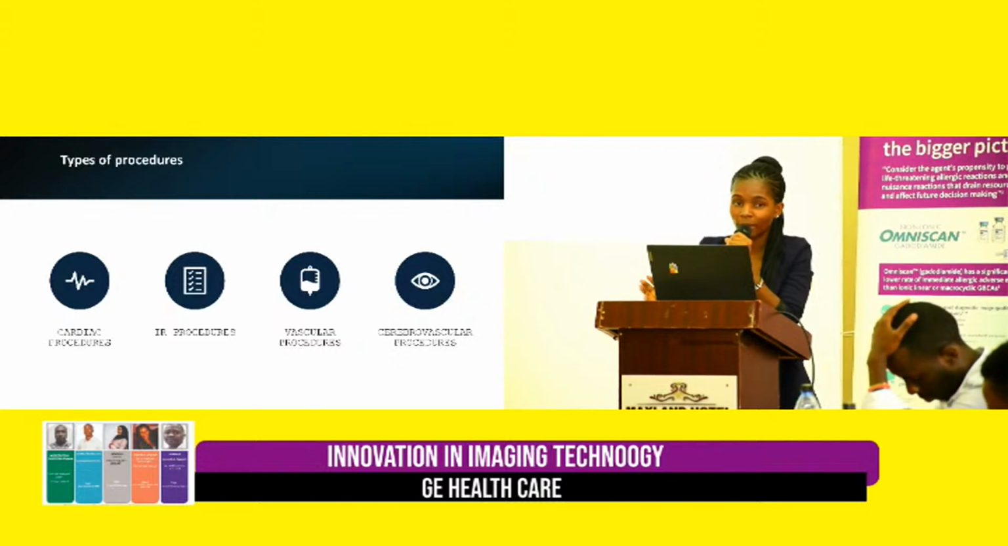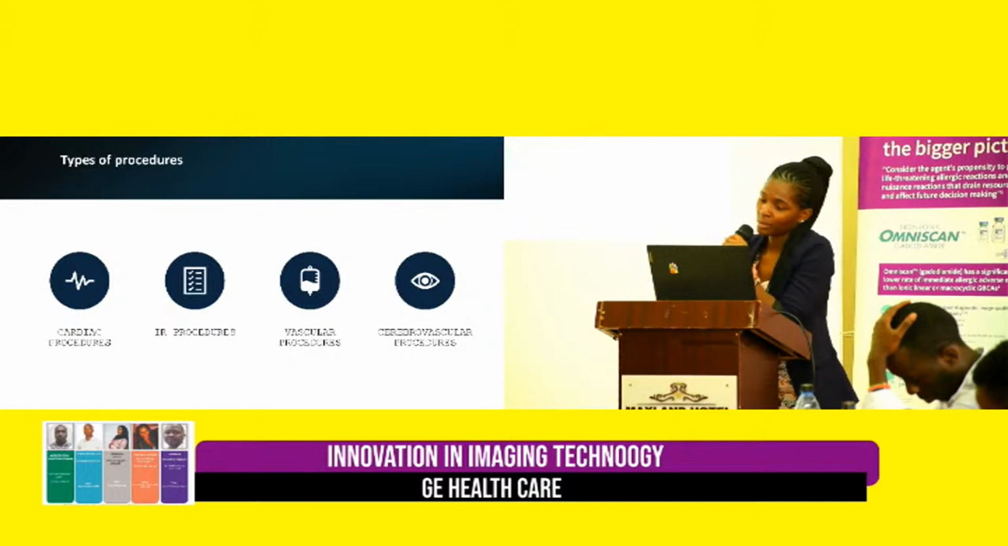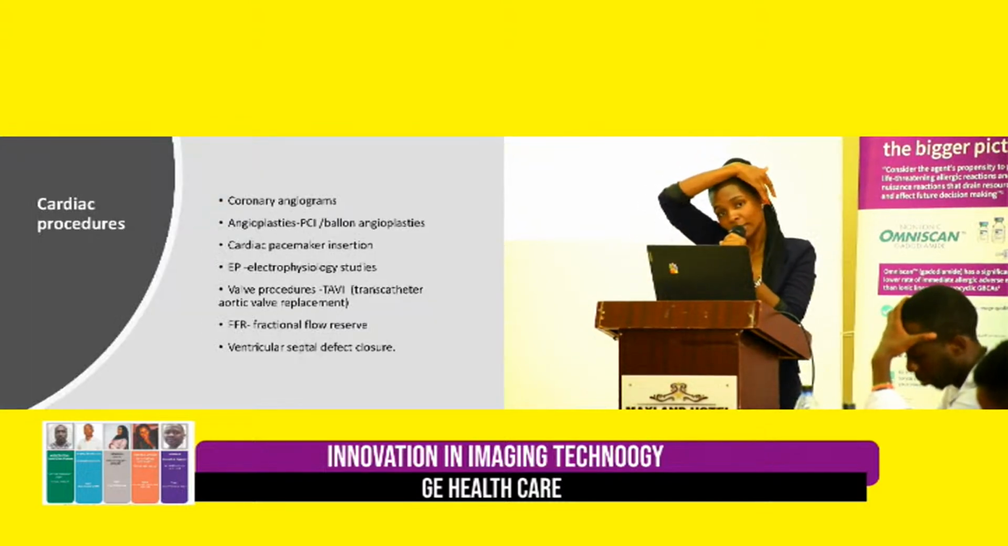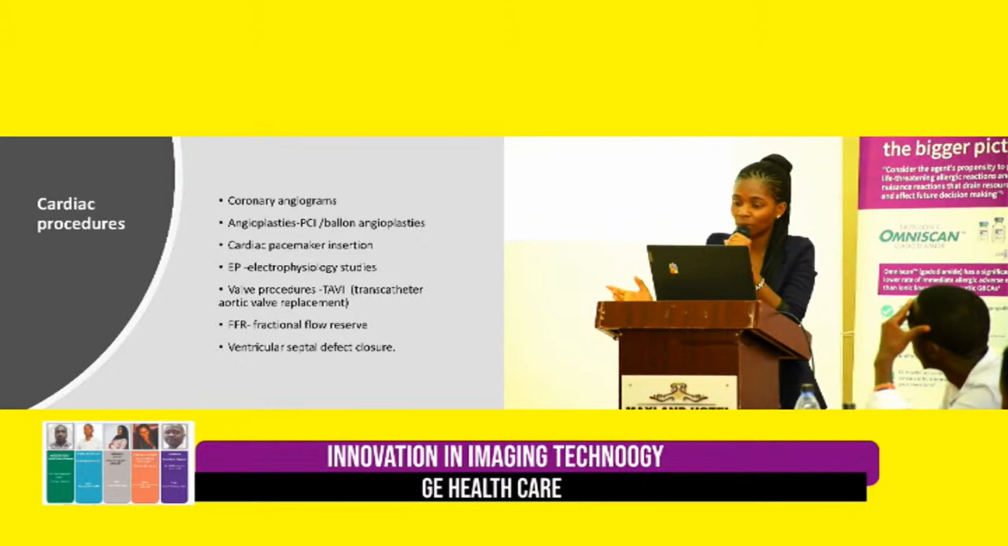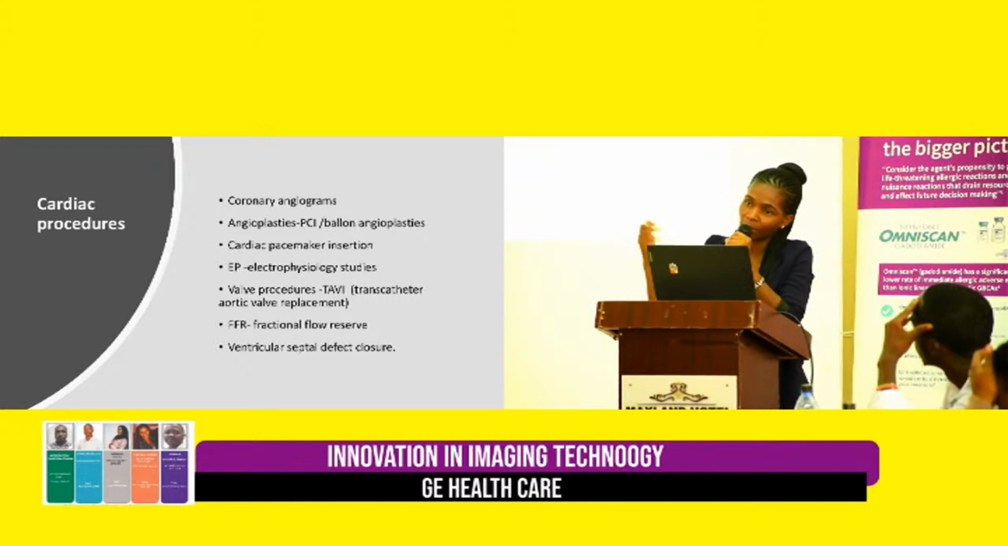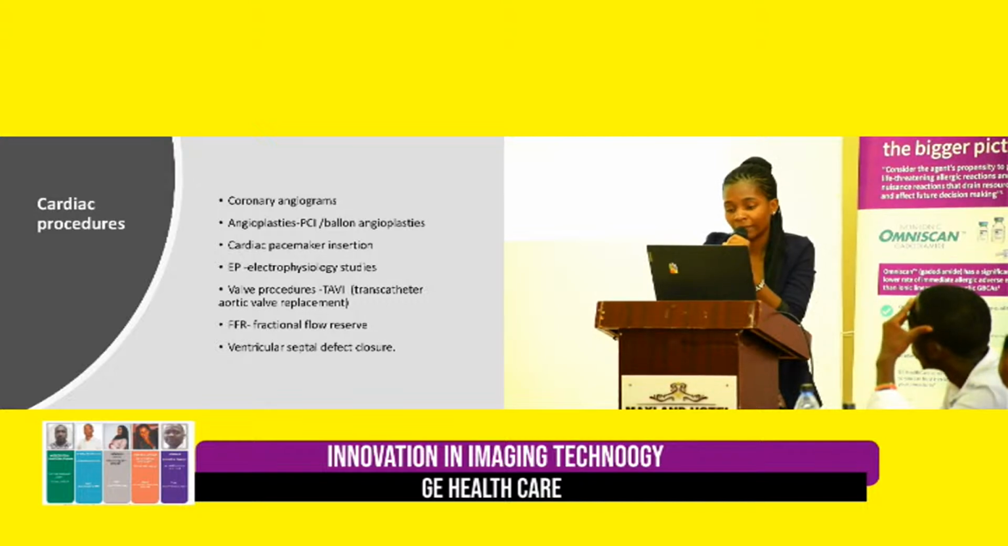If you visit any cath lab, the main procedures that are done are cardiac procedures. These include angiograms, angioplasties. Angioplasties can be either just balloon angioplasties or the whole PCI plus the stenting. We have cardiac pacemaker insertions. We have electrophysiology studies. We also do valve procedures, like recently we have done a couple of TAVI, that's the transcatheter aortic valve replacement. There's FFR, that's the fractional flow reserve.